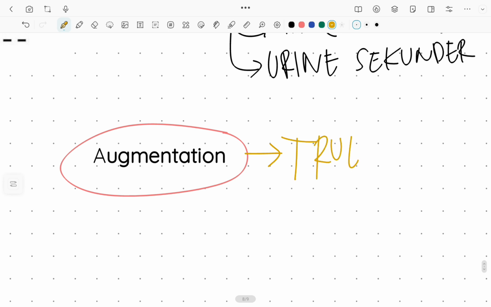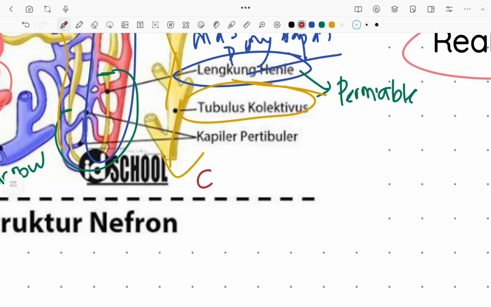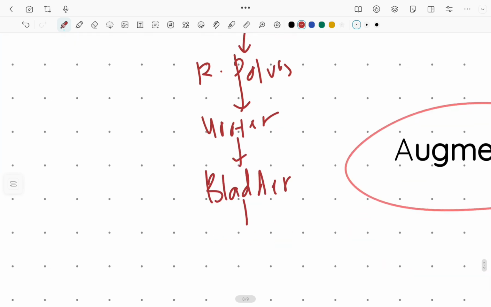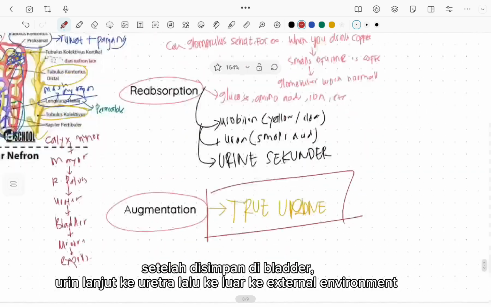It's produced through urine, which is then transported to the collecting duct, then to the minor calyx, followed by the major calyx, and finally to the largest structure, the renal pelvis. It then continues to the ureter and into the bladder for temporary storage.